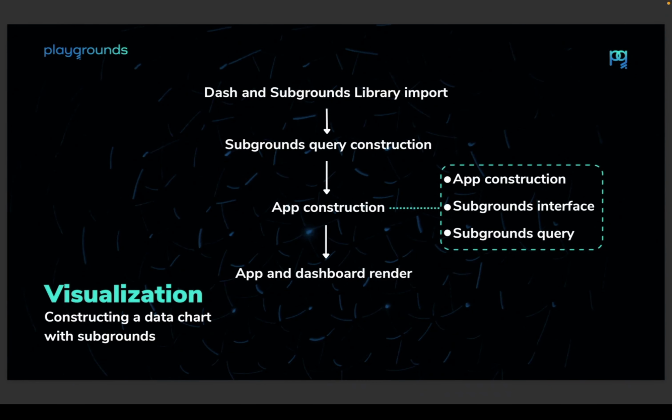So here is a top-level view of what your workflow would look like when building a visualization of your data that you've pulled into Subgrounds. You start with the usual: you import your library, then you construct your query. What are you trying to query from the blockchain via the subgraph and The Graph? And then your app construction layer is equivalent to your dashboard construction. In your dashboard, you're able to instantiate the interface between Subgrounds, call the query that you've created in the Subgrounds construction layer, and once that's done, you have your dashboard rendered. So this is the simplest way to build visualization with Subgrounds.